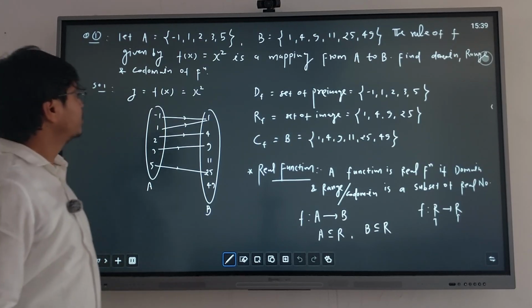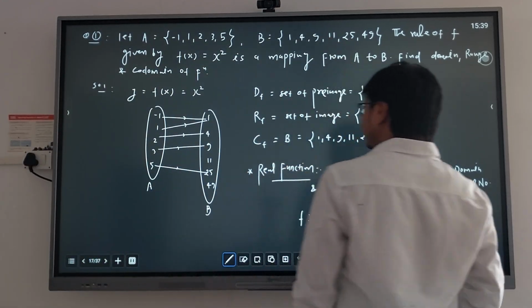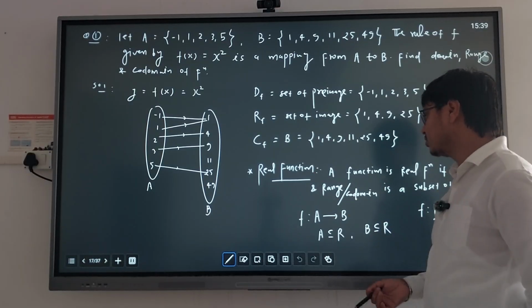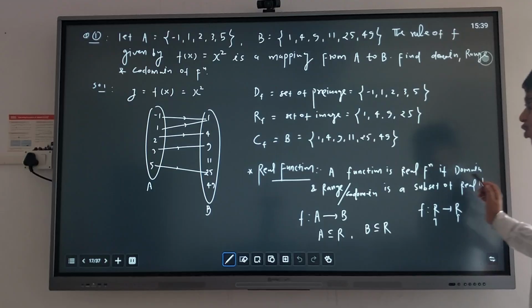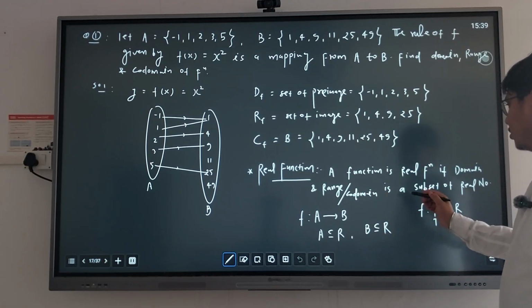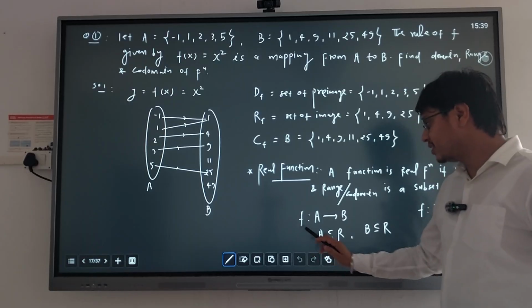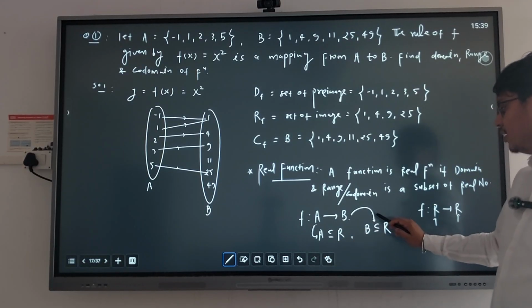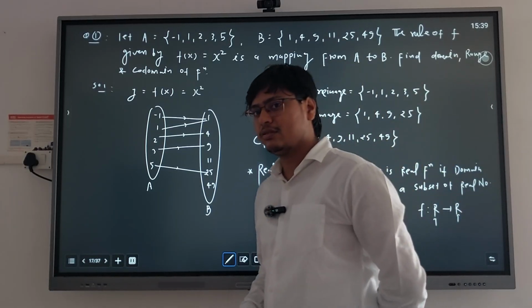Okay. So these are some simple examples. So we can avoid this. Next one is called the real function. What is a real function? A function is called a real function if its domain and range or codomain are subsets of real numbers. If a function is defined from A to B, then set A is a subset of real numbers as well as set B is also a subset of real numbers. That is called a real function.